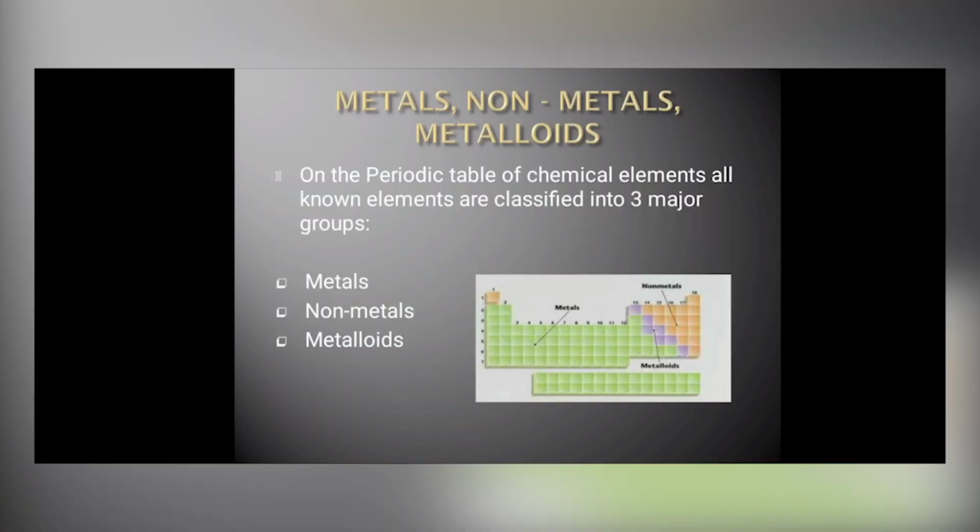On the periodic table of the chemical elements, the elements are classified into three major groups: metals, non-metals, metalloids. In these three categories, in this video we can see what is metal. We can see where it is located and their properties and their usages.